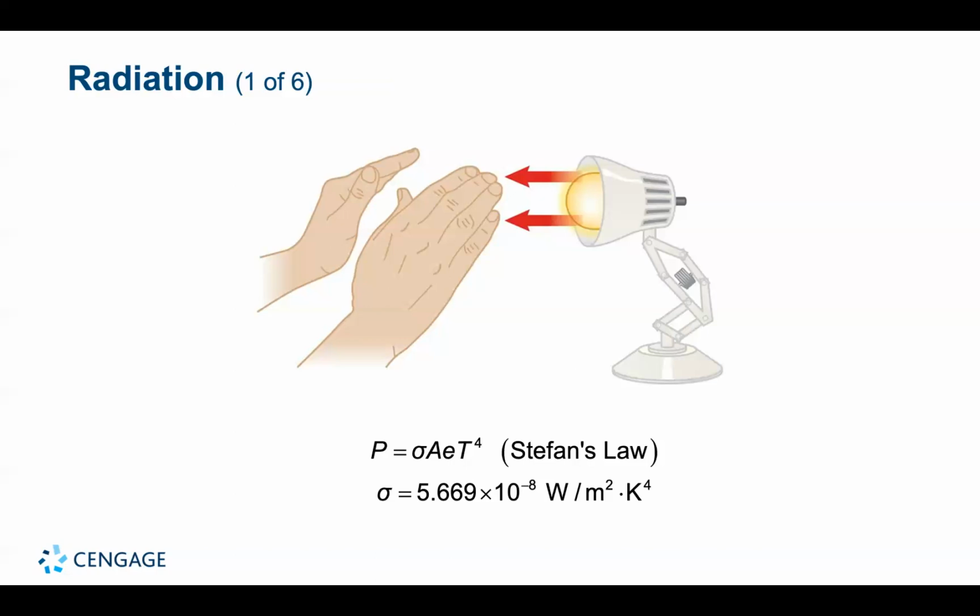This is known as Stefan's law, expressed in equation form as shown, where P is the power in watts radiated by the object. Sigma is the Stefan-Boltzmann constant, and A is the surface area of the object in square meters. E is a constant called the emissivity of the object, and T is the object's Kelvin temperature. The value of E can vary between 0 and 1 depending on the properties of the object's surface.